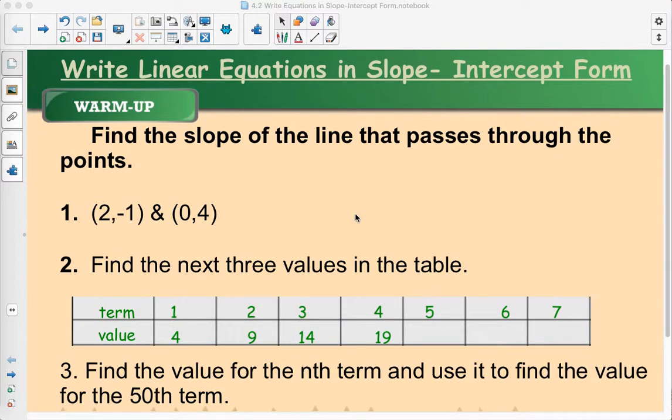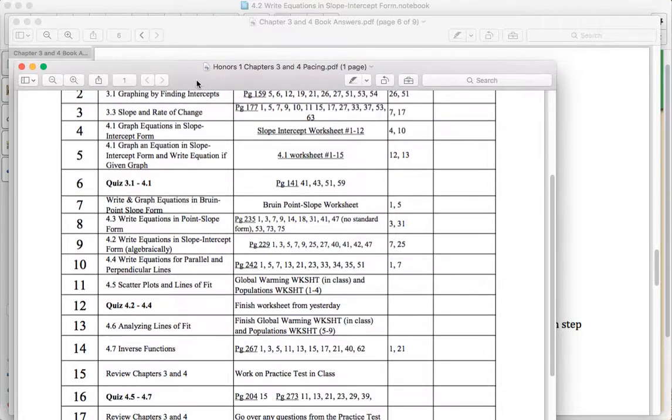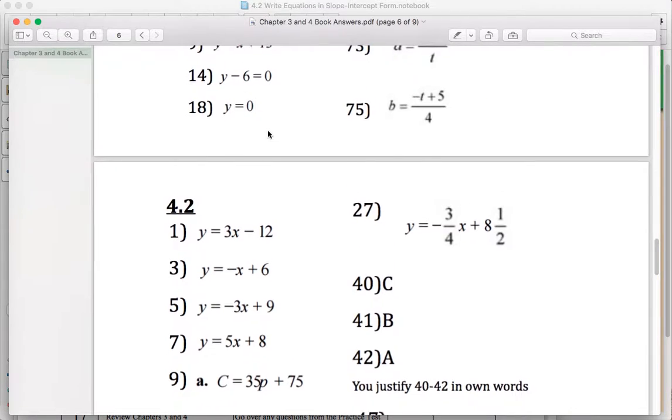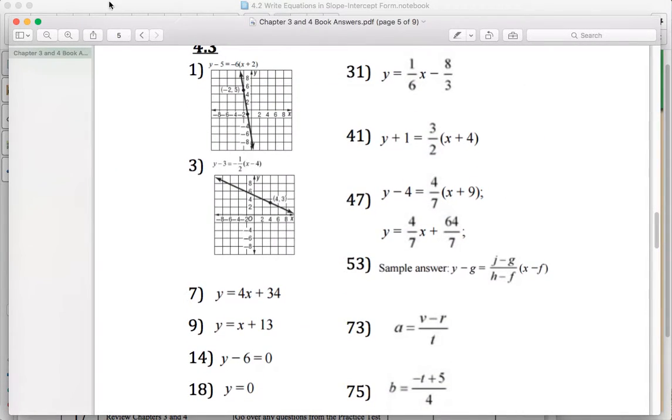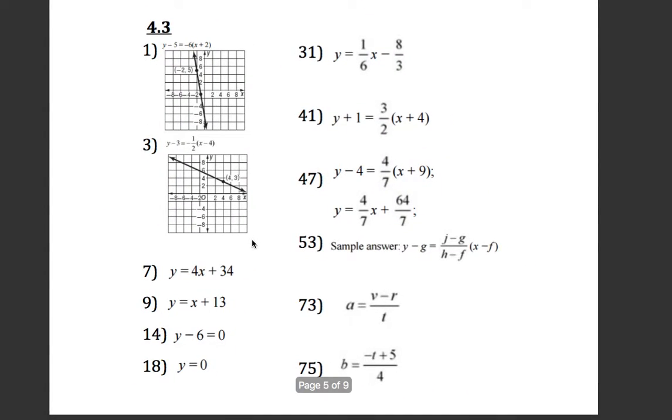Hello everyone, I'm sorry that I had to be gone today, but if you would please have out, yesterday we were working on 4.3, writing equations in point slope form, so have out day 8, section 4.3. Answers are going to be right here. Let's see if I can get them right there.